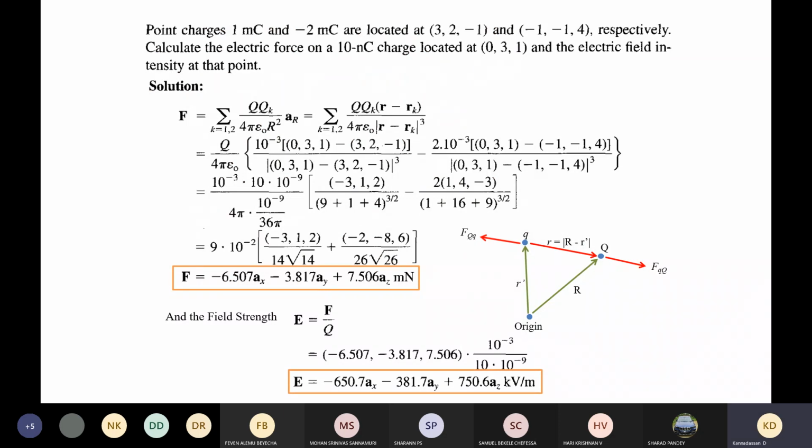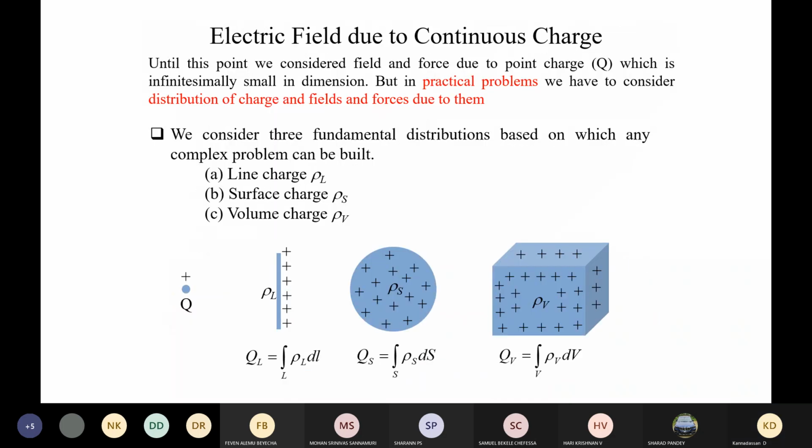This example we have already seen. Today we are going to see multiple examples which are solved mostly with this definition, that is Coulomb's law.